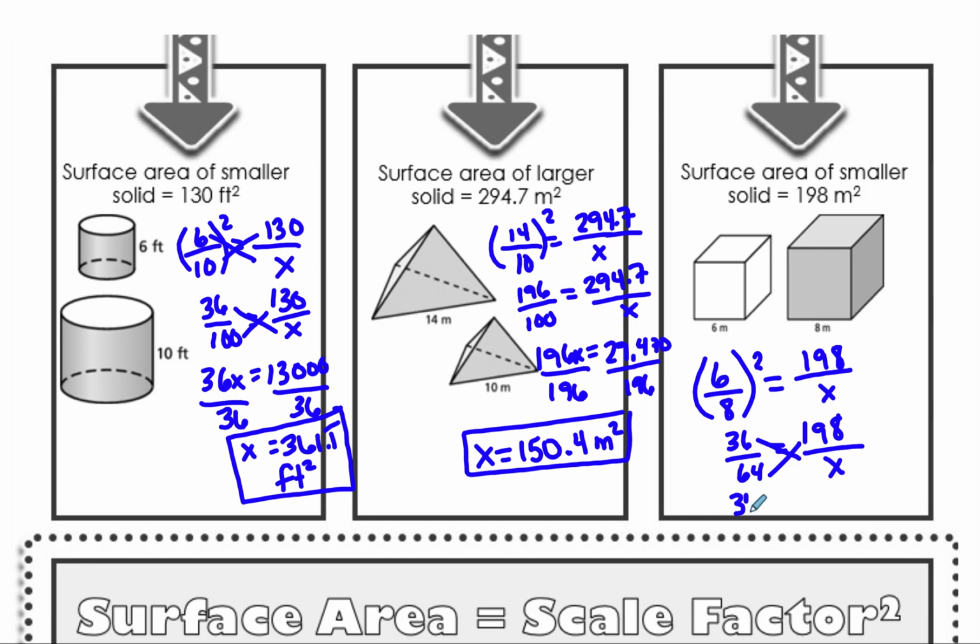36 times x is 36x. 198 times 64 gives me 12,672. And then I need to divide both sides by 36. And that gives us x equals 352. That is going to be meters squared.